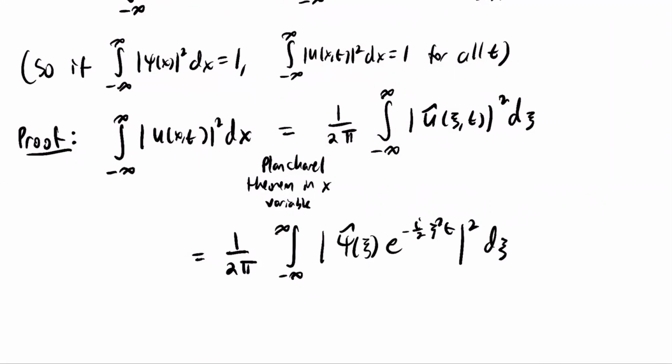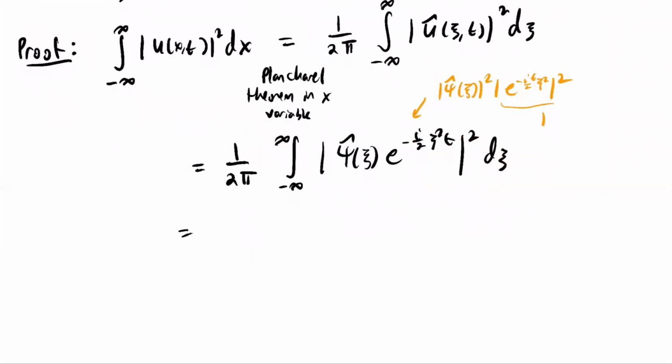But if I look at the absolute value of a complex exponential, the first thing to point out is that the absolute value of a product of two functions is the same thing as the product of the absolute values. But then the absolute value of a complex exponential like this is just 1, because remember, the complex exponentials lie on the unit circle in the complex plane, and so their length is always 1, as we saw several weeks ago. And so this is just equal to 1 over 2 pi times the integral from minus infinity to infinity of the absolute value of the Fourier transform of c, squared.